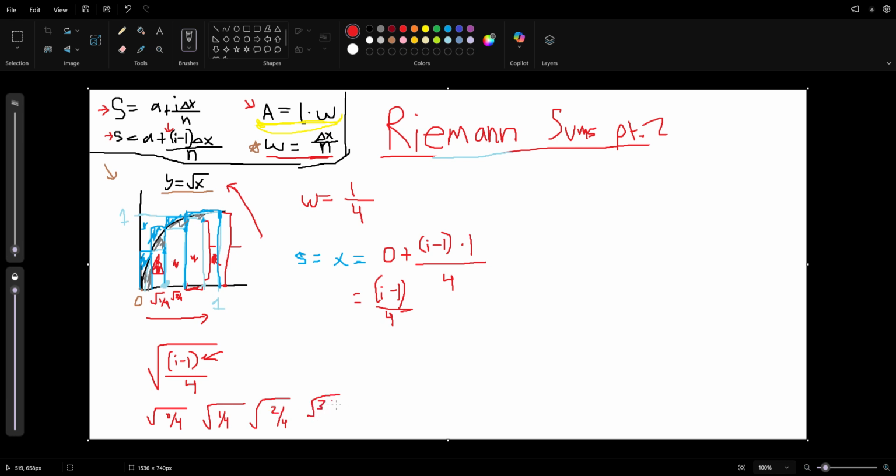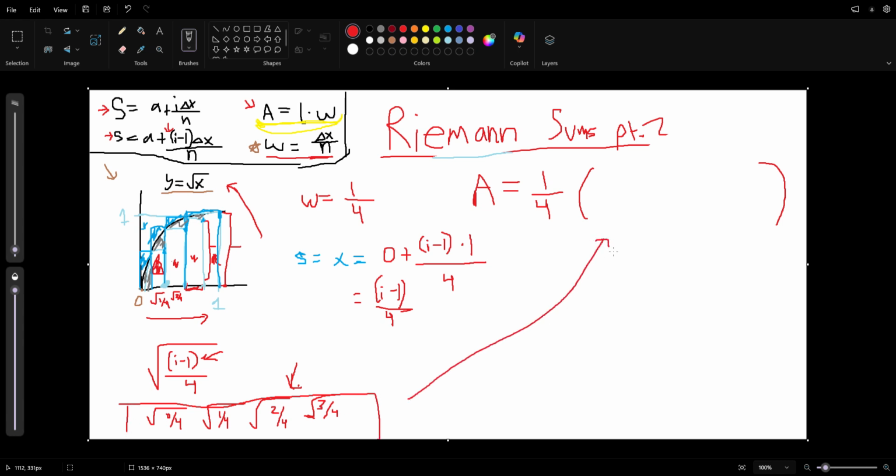Or 4 over, wait, when I equals 4, it's root 3 over 4. Sorry, that's a little confusing, even for me. So now, we will put these all in the equation. So, area, once again, top left, you should know this, length times width. Since the width is the same every single time, I'm just going to plug it in right here, and all of the points that we found down here will be put in there.